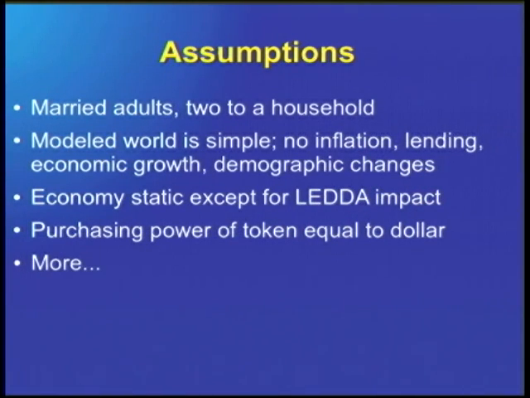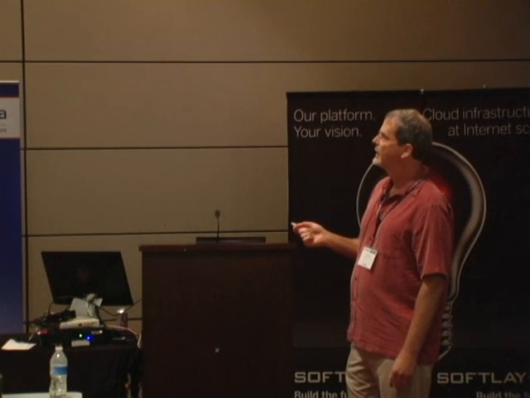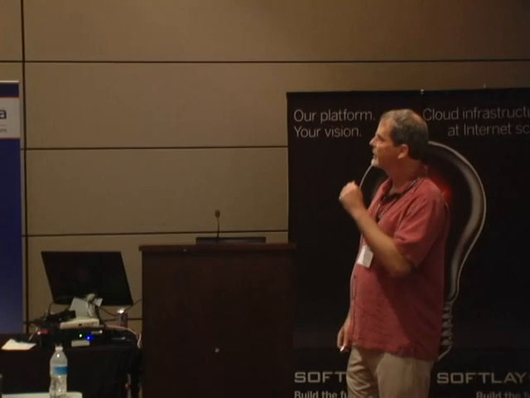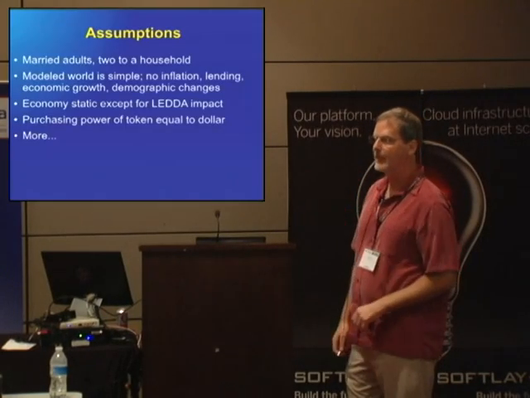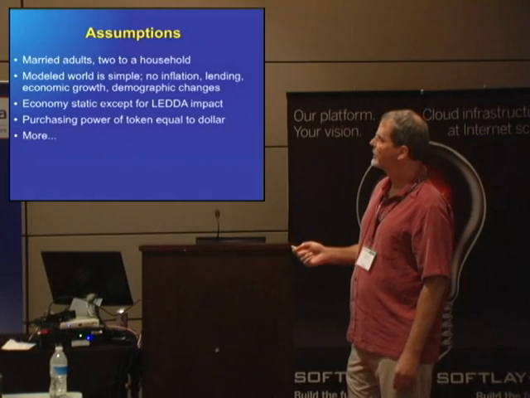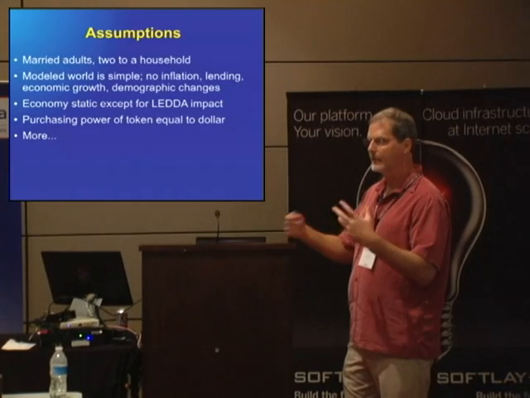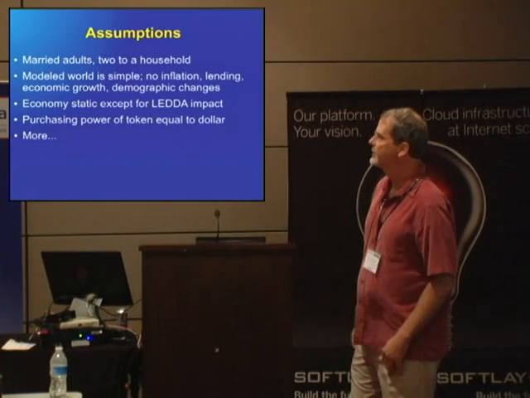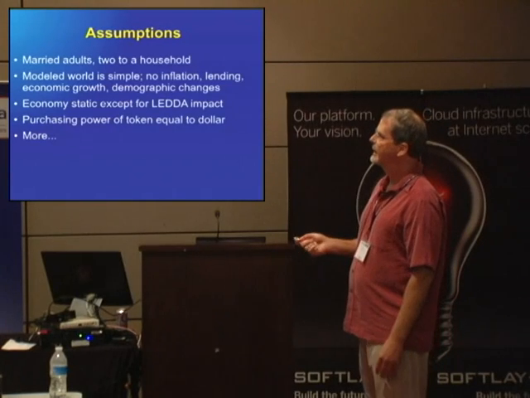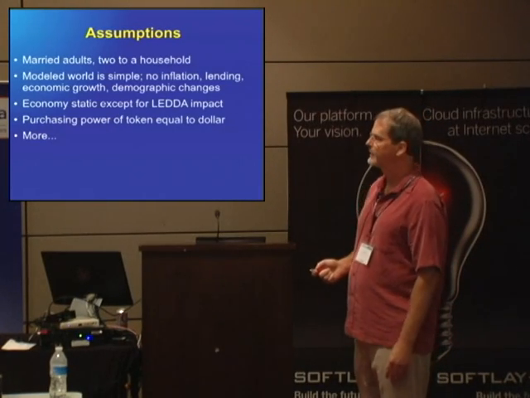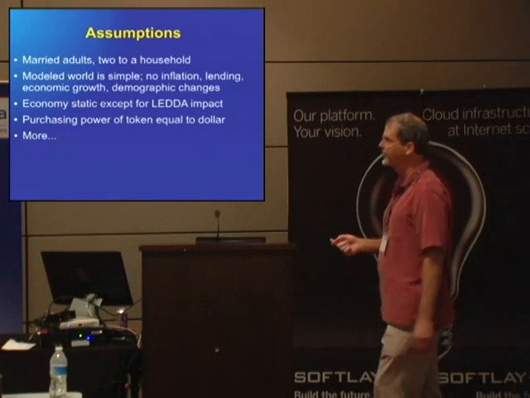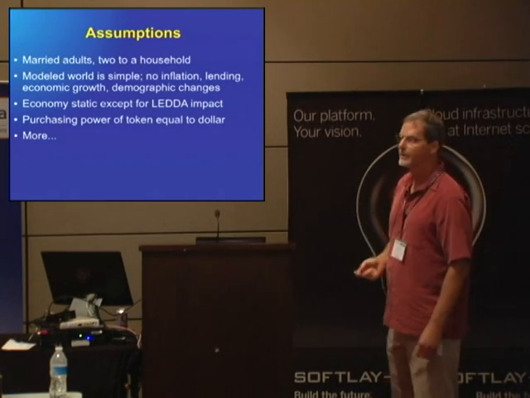Numerous assumptions. I'm just going to cover a few of them very briefly. This is, again, a very simplified model. Married adults, two to a household. The results I'll show you are for a population of 100,000. The model world is simple: no inflation, no bank lending, no economic growth, no demographic changes. The only thing that really changes in this economy are the things that the LIDA does specifically, the direct effects of the LIDA. So this is just modeling the direct effects of the LIDA, and again, it's an illustrative model, not a predictive model. Also, the purchasing power of a token is assumed to be equal to the dollar in this model.